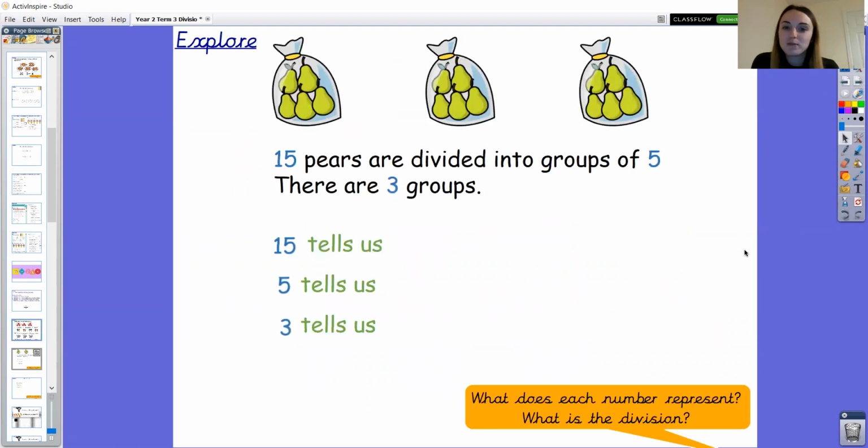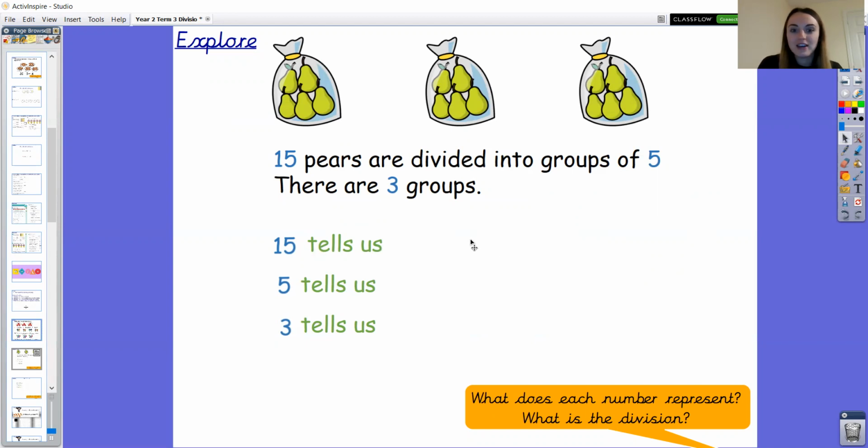Okay, so we have our first explore question. There's a sentence describing the picture at the top: 15 pairs are divided into groups of 5. There are 3 groups. So I wonder what each number in these sentences describes. Please pause the video here and use the sentence starters to help you. So 15 tells us, 5 tells us, 3 tells us.